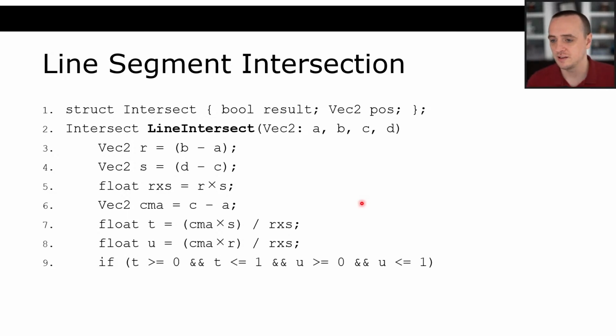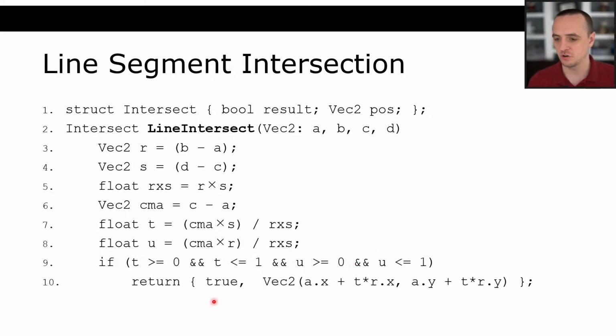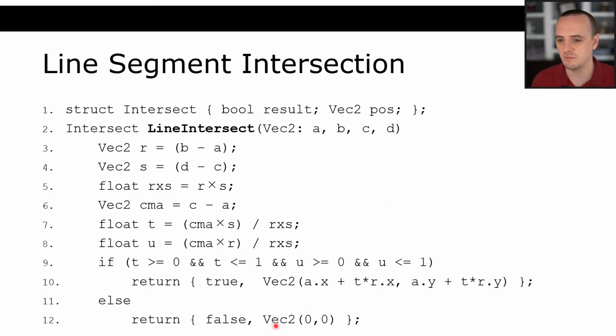Then all we have to say is, okay, if T is between 0 and 1, and U is between 0 and 1, then I'm going to return true, meaning that we have an intersection. And the point of that intersection is, well, here's the X value and here's the Y value. That's it. We've already talked about how you do that. And else, if this is not true, we return false, and we don't really care what this position is because there's no intersection. Okay? So there you go. That is line segment intersection.